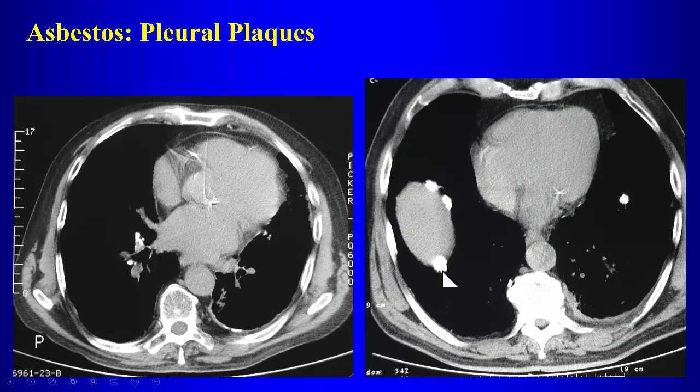Don't confuse plaques with asbestosis, right? Asbestosis, the term means fibrotic disease in the lung parenchyma. The plaques just indicate exposure to asbestos. Okay, so don't confuse those two.